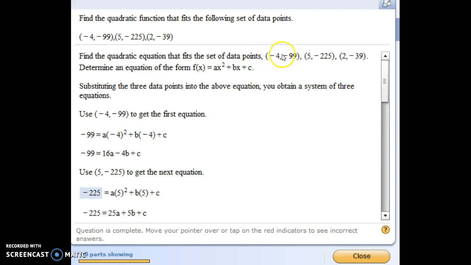What we're going to do is plug in all 3 of these data points into this function, the x value for x and the y value here for f of x, and then we'll get 3 equations. So start with the first one. We're going to put a -4 in for the x and a -99 in for the f of x.